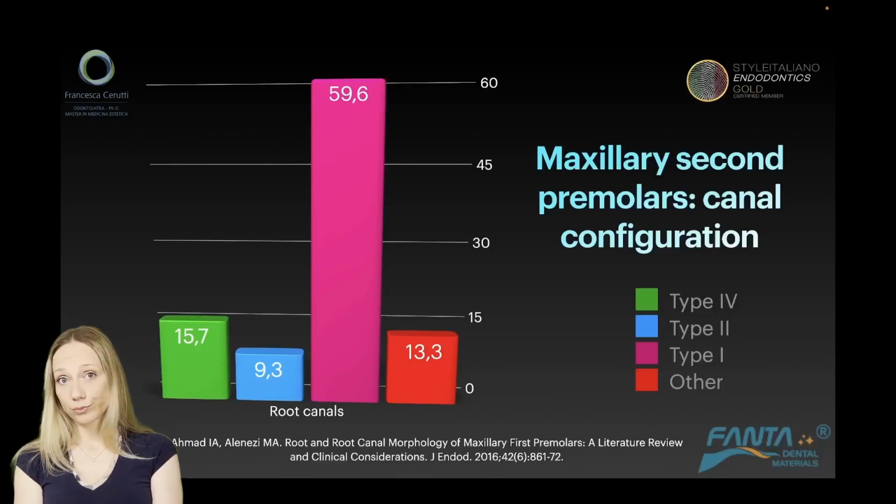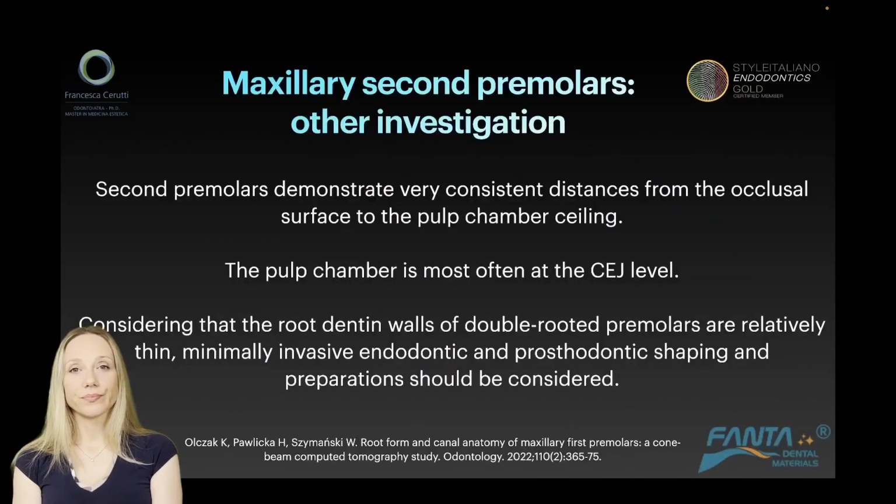and type 2. Another interesting thing that the literature tells us about maxillary second premolars is that the pulp chamber in general is at the level of the cementoenamel junction and that the roots are thin. So our shaping should be as conservative as possible in order to avoid mishaps during the treatment.